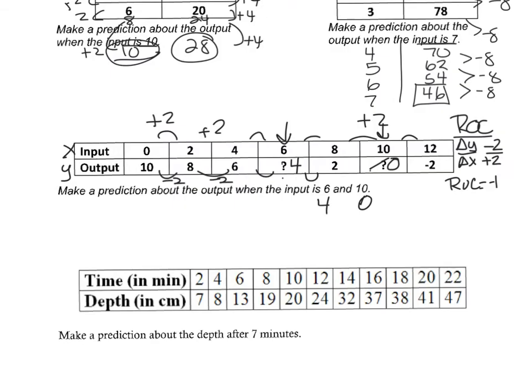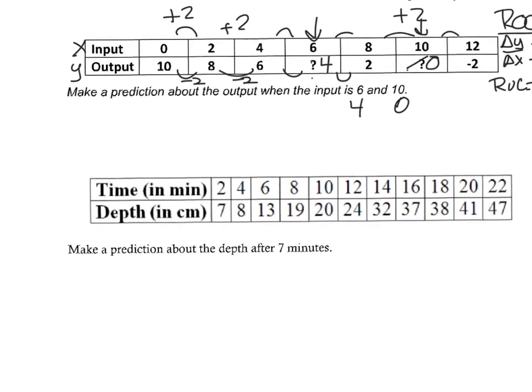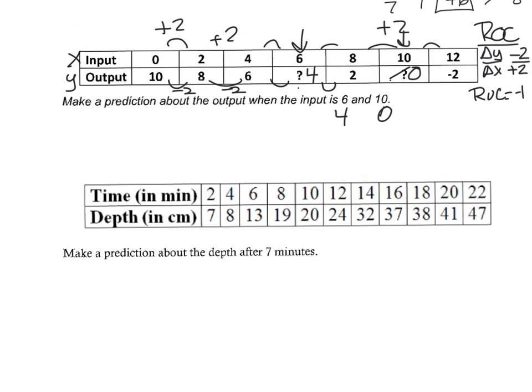All right, let's look at this one. It says make a prediction for the depth after 7 minutes. All right, so we got time in minutes here. It's 2, 4, 6, 8. So they're going up by 2.